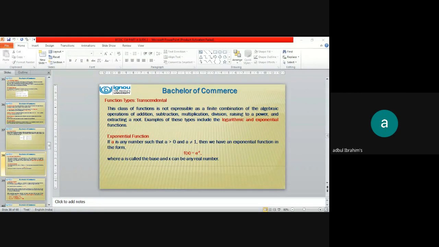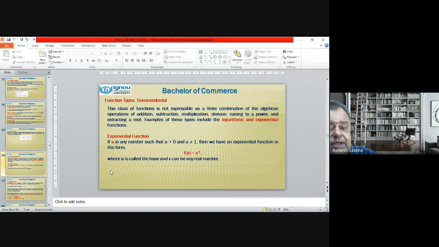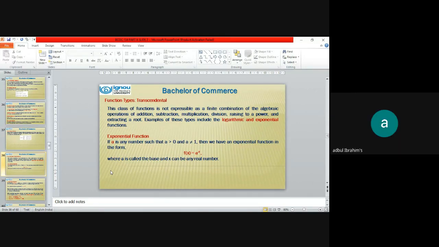Here a is called the base and x is the real number.